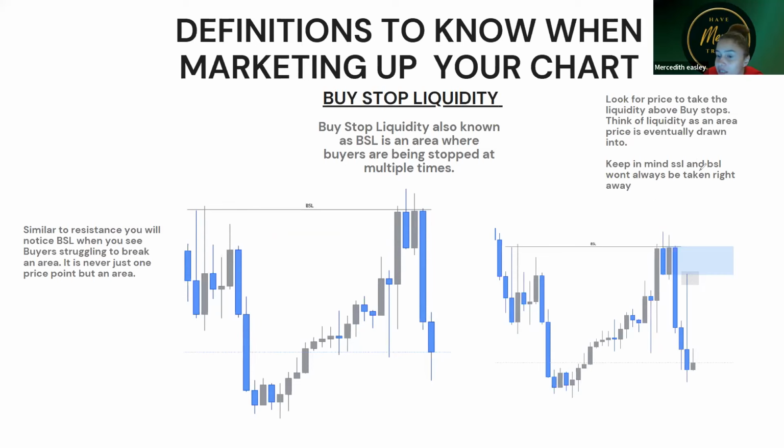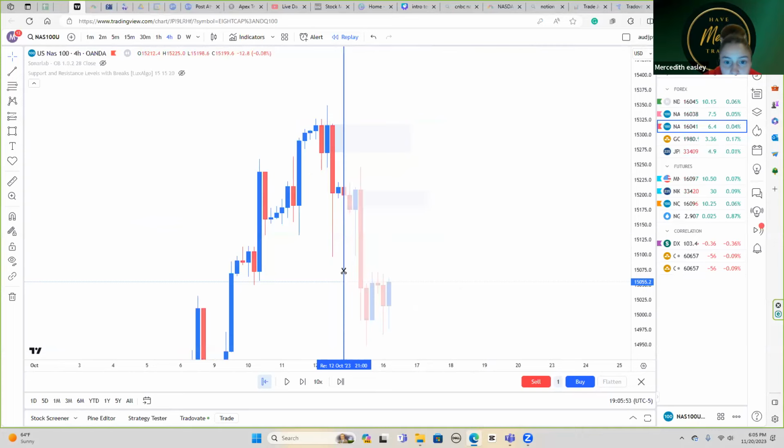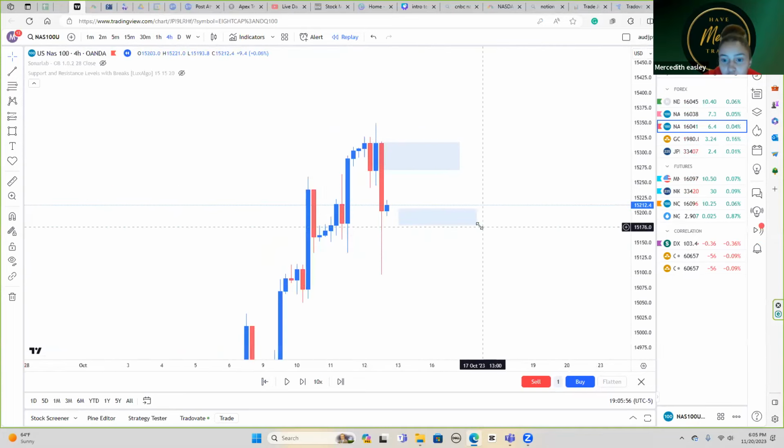Keep in mind, SSL and BSL won't always be taken right away. So I showed you this example here. There's BSL above, but I bet if I went on a higher time frame, it was still in an overall downtrend. It's not ready to take the liquidity above, and it currently is going to keep selling. All right. So you do have cases like that. Buy stop and sell stop liquidity, you really have to study. And then you look for the OB above BSL. Now you just look at it just in case. You're either looking to take a trade off of it, or you're looking to trade along with it.